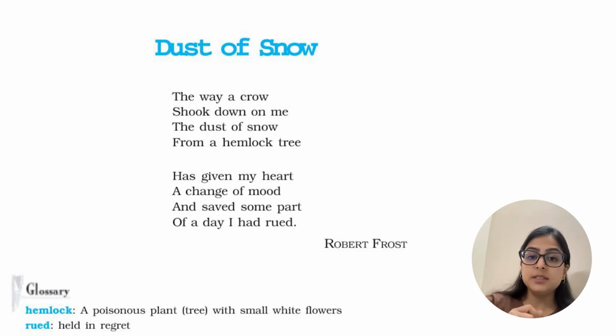And there is a reason that Robert Frost has intentionally and deliberately made this poem into two stanzas, two quatrains, and I'll tell you why. So he starts the poem with the statement, the way a crow. Now you see there are three things in this poem. First is a crow, second is a hemlock tree, and third is dust of snow.